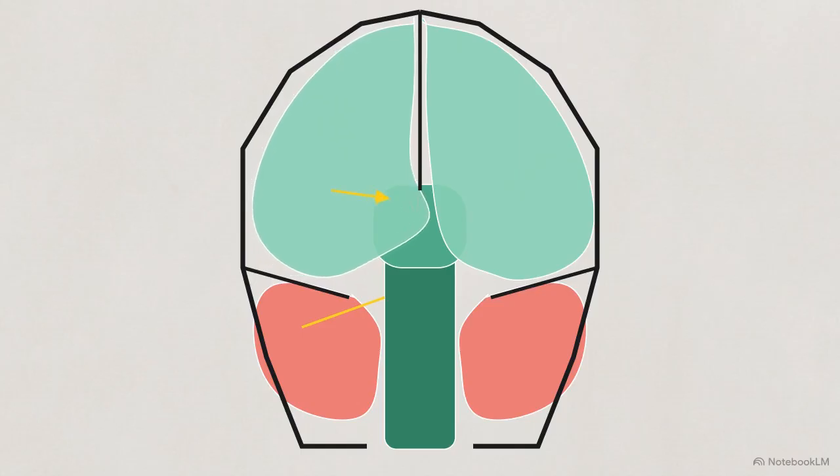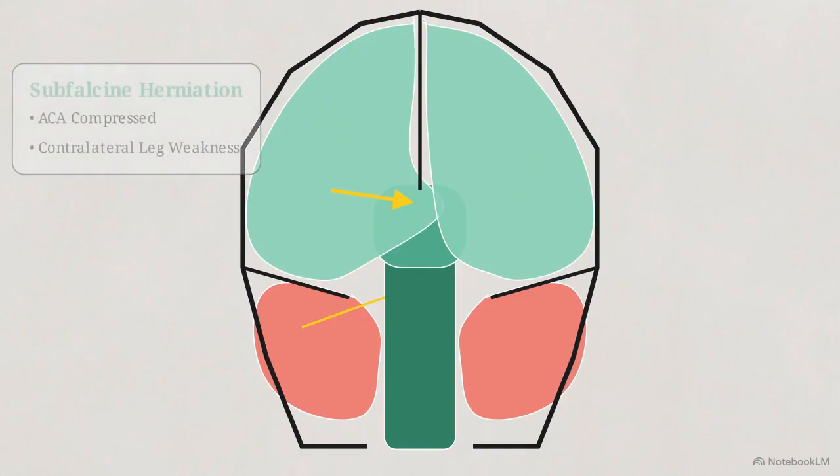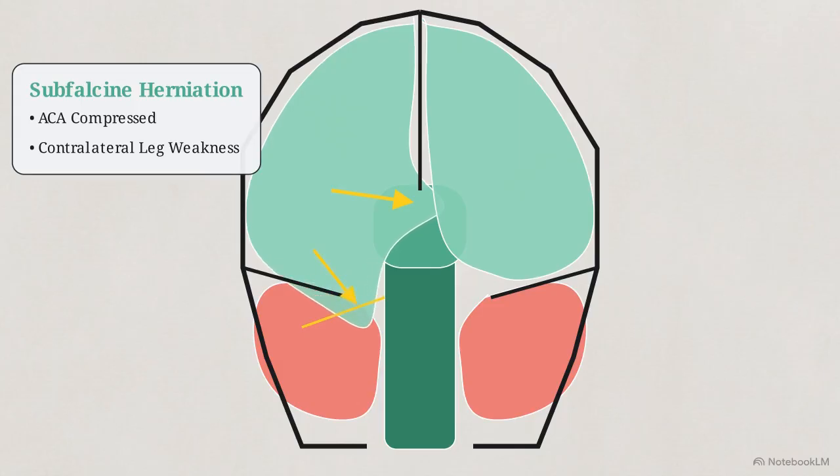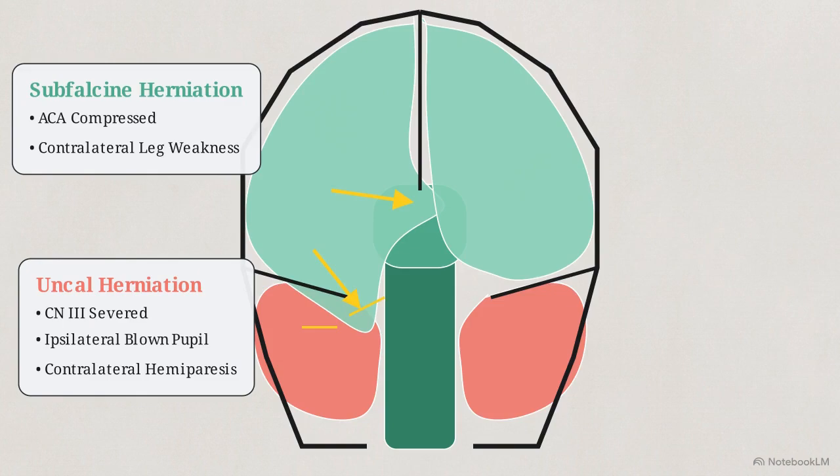In subfalcine herniation, the cingulate gyrus is forced laterally under the falx cerebri. This shift compresses the anterior cerebral artery, starving the motor cortex and causing profound contralateral leg weakness. In uncal herniation, the inner part of the temporal lobe is forced downward past the tentorium. This severs the oculomotor nerve, blowing the ipsilateral pupil wide open, while destroying the cerebral peduncles to cause contralateral hemiparesis.